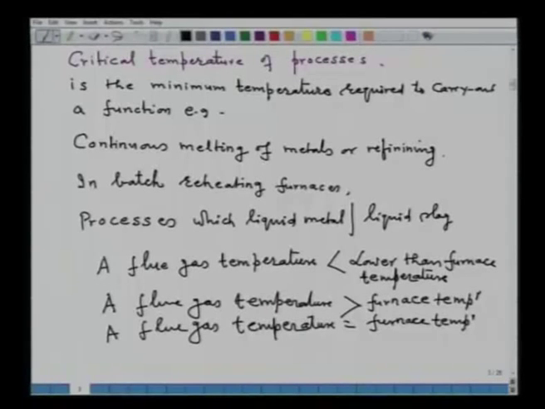A flue gas temperature can be lower than the furnace temperature. What does it mean? That means certain parts of the furnace are underheated. That is not required. Another condition can occur: a flue gas temperature can be greater than the furnace temperature. When is it possible, can you think of? A flue gas temperature greater than the furnace temperature means your furnace is not at uniform temperature. Certain parts of the furnace are overheated and the flue gases are leaving at a temperature higher than the process critical temperature. So, both conditions are not desirable.